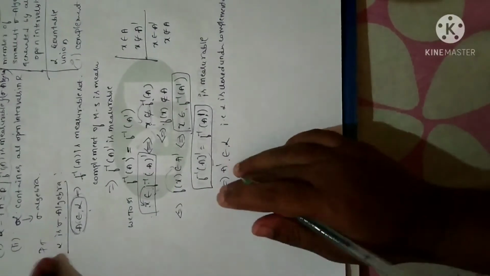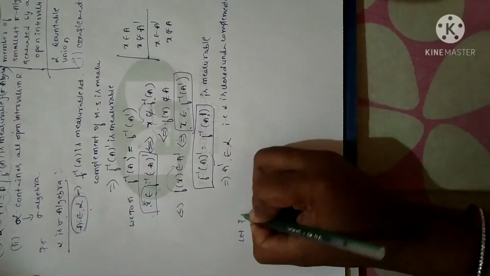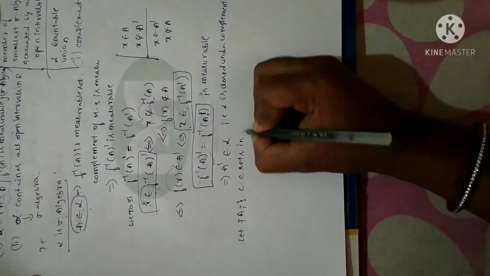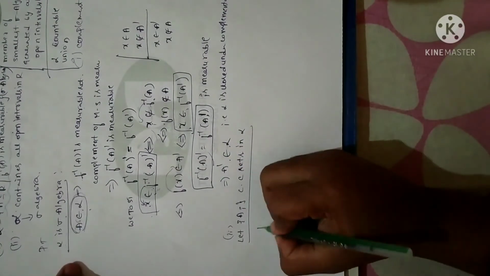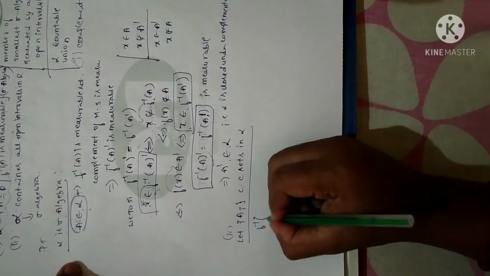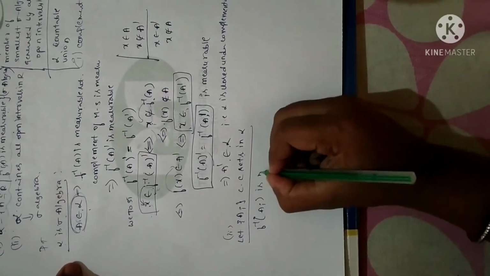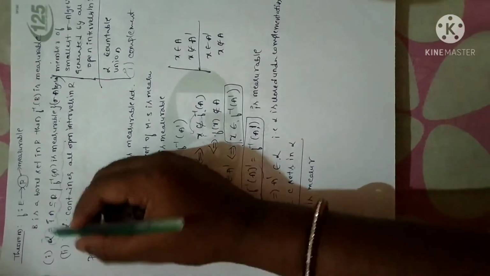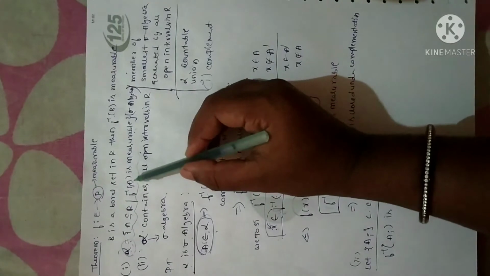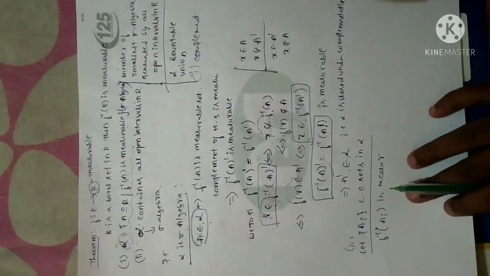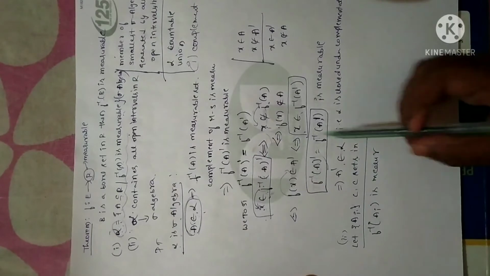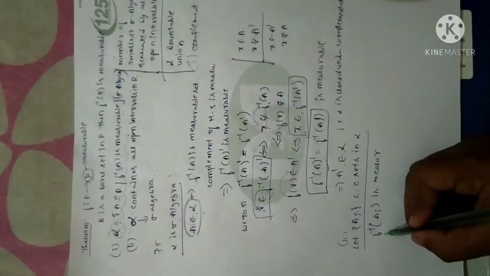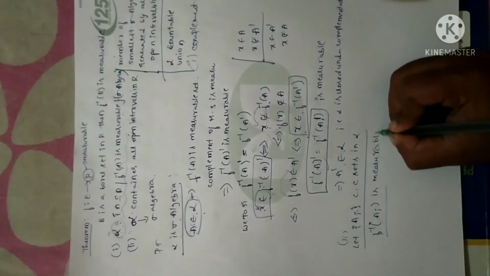Right? So let me consider, let AI be a countable collection of sets in alpha. Second condition I am going to prove. So if AI is a countable collection of sets, then F inverse of AI is measurable. Right? Why? Because AI is a countable collection in set alpha. So how is the set alpha defined? Set alpha is defined in such a way that F inverse of A is measurable. Since what I have assumed is, AI is a countable collection of sets in alpha. If a set belongs to alpha, then F inverse of that set is measurable. By that I can say F inverse of AI is measurable for all I.